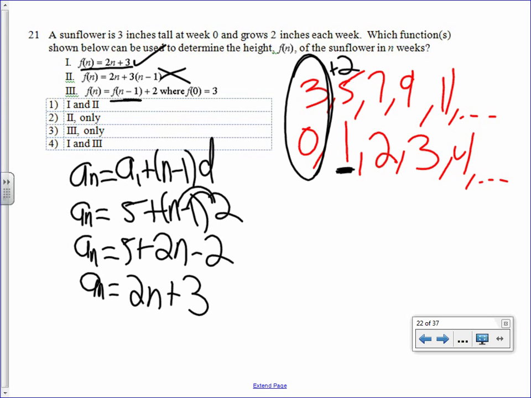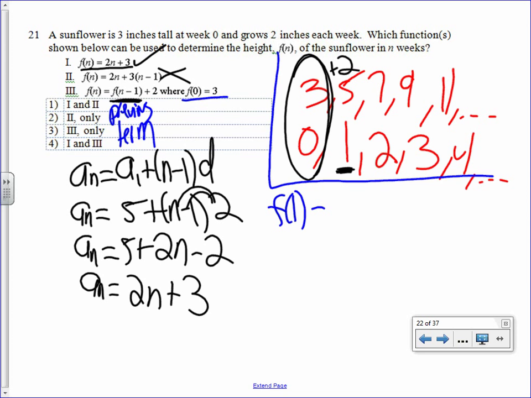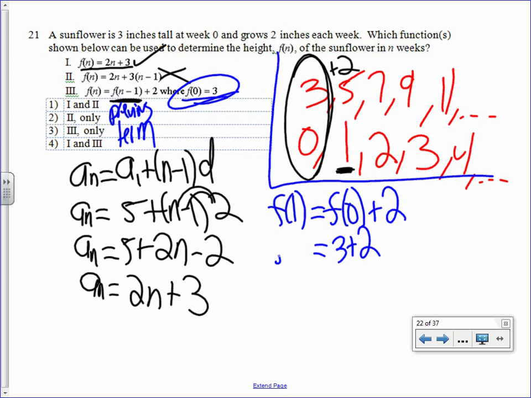But what we have in 3 is a recursive sequence. So, if we have a recursive sequence, we have to do that separately, because that might work as well. So, for a recursive sequence, remember, this means the previous term. If they're giving me f of 0, all I can find right now is f of 1. Well, f of 1 would be f of n minus 1, which is f of 0, plus 2. F of 0 is 3, so that becomes 3 plus 2, which is 5. So that one checks out because here I see that f of 1 is 5.